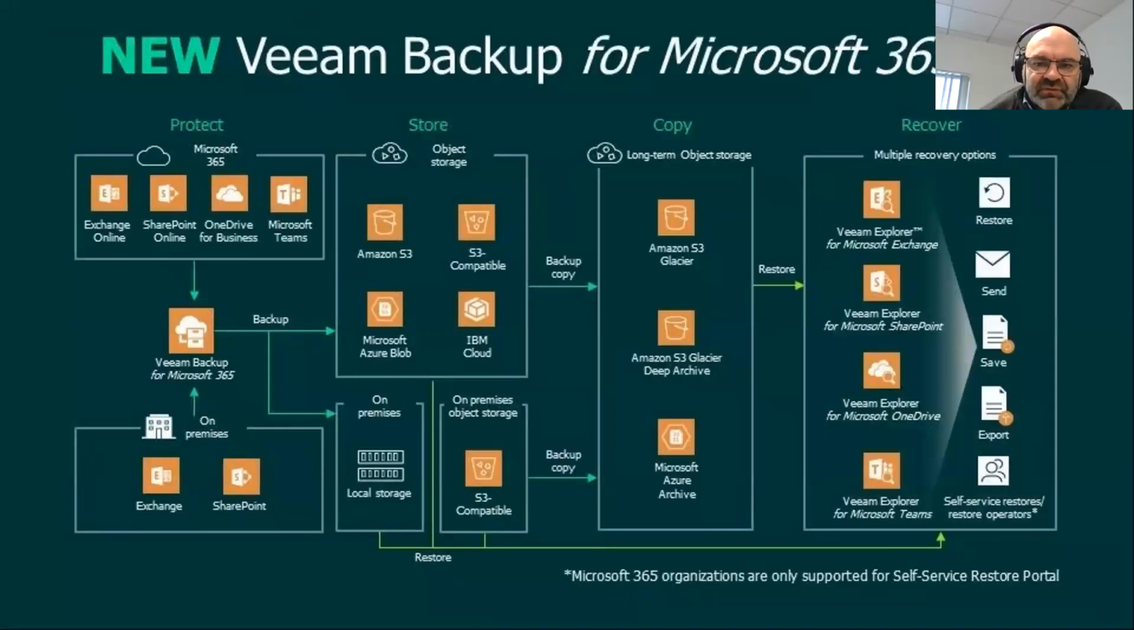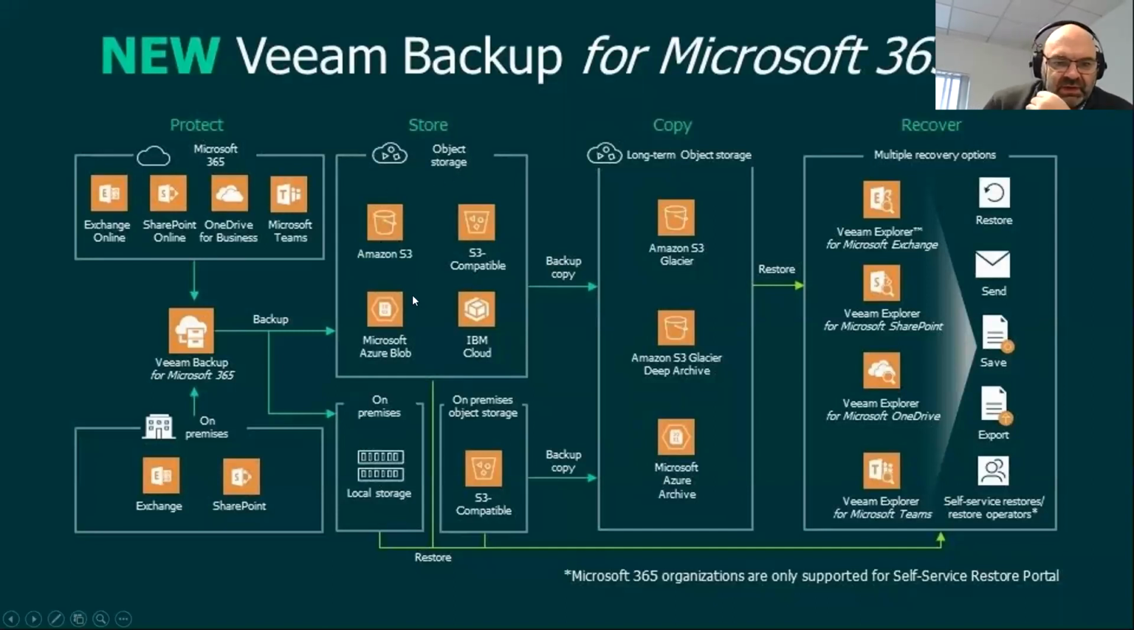Just to give you an overview of the architecture, so what we can protect. Of course, we have two parts on the left side. We have the online, the Microsoft 365 part, where we can protect the Exchange Online, SharePoint, OneDrive, and Microsoft Teams fully. But also on premise, we can support the Exchange on premise or SharePoint on premise. The first backup, we can do it to object storage, like S3 or S3 compatible, Azure Blob, IBM Cloud, or we can do it on an on-premise local storage, whatever you want.